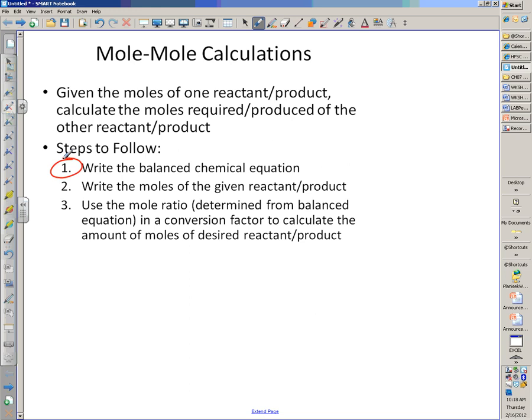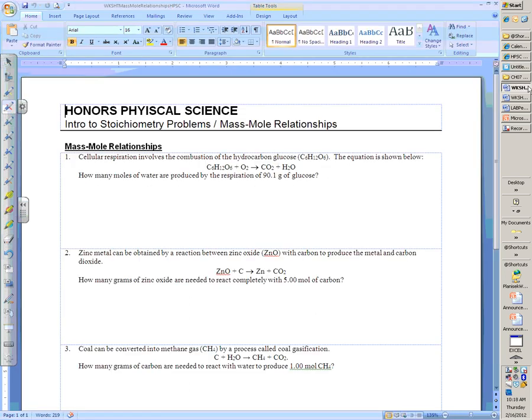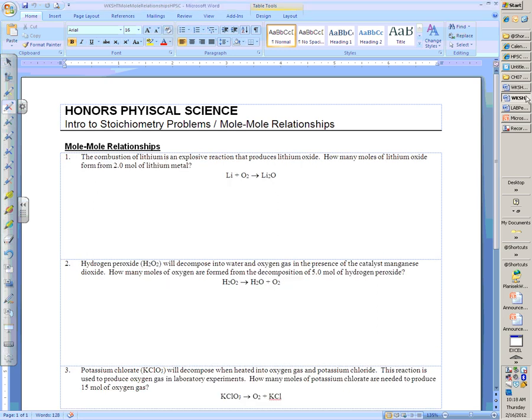On Tuesday, I believe we did an example of a mole-mole calculation from your slides, right? Let's take a look at the problem set that I gave you for homework on Tuesday night. Let's go over a couple of those. I believe on Tuesday I gave you the unbalanced equation. Is that correct? Before you guys left? All right, so let's take a look at number one.